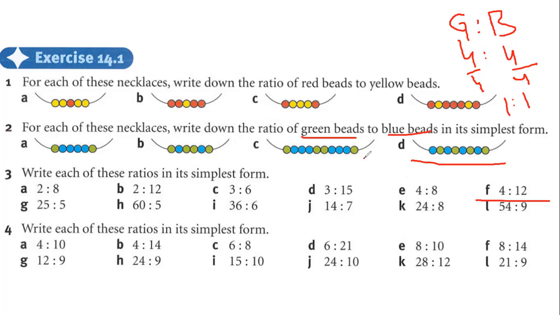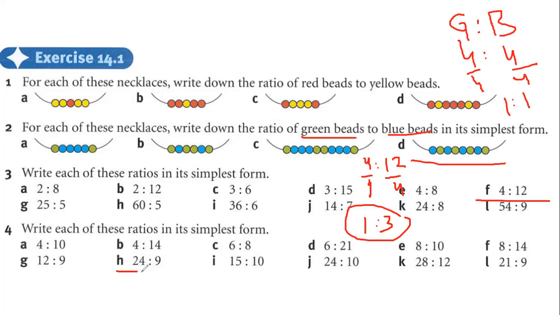Same as it is, we need to solve this part. So here I mentioned 4 and 12. So what is highest common factor? Obviously its highest common factor is 4, because we already solved this in the class. So 4 divided by 4 is equal to 1, and 12 divided by 4 is equal to 3. So my answer is 1:3.